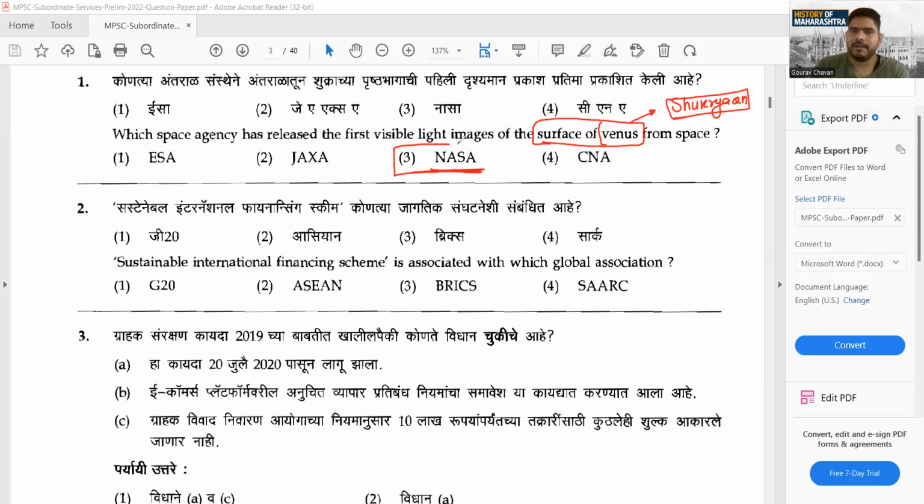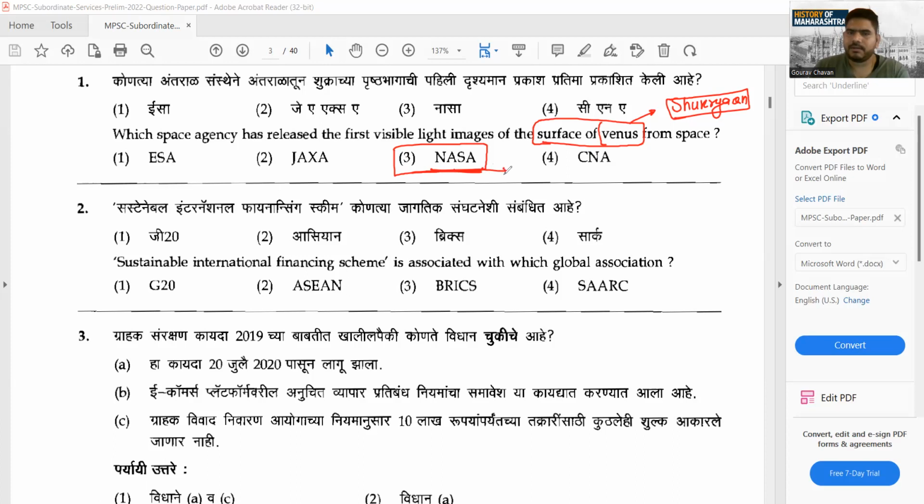So just keep this in mind whenever a question comes on exploration of planets. Whenever the question comes on unexplored planets, the answer might be NASA. 80% of the time, the answer is NASA for sure. I'm not saying 100%, but 80% of the time, the answer should be NASA. Either it would be ISRO or it would be NASA. ISRO will also come in limited places, but majorly 80% of the time, the answer should be NASA.